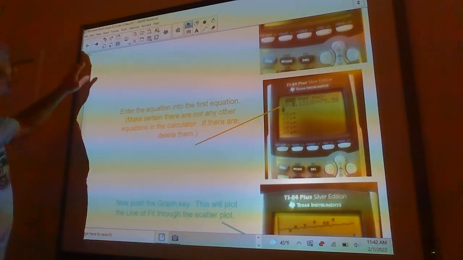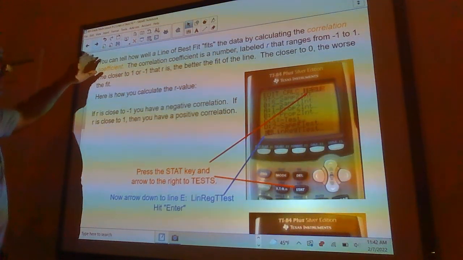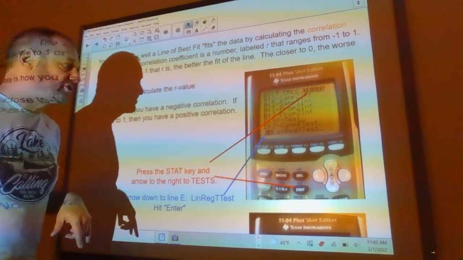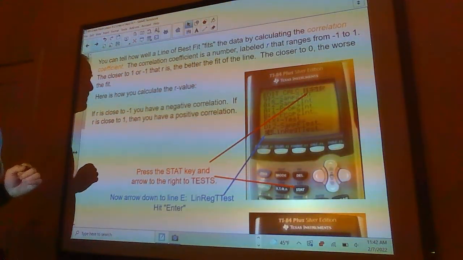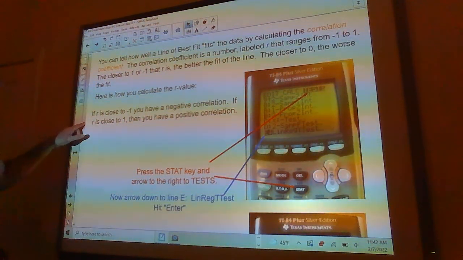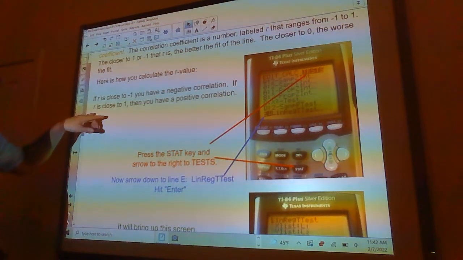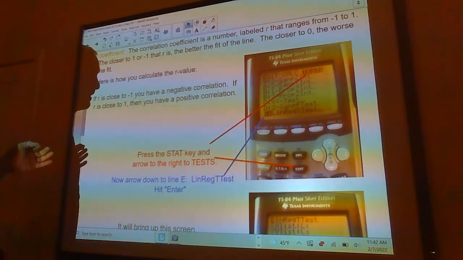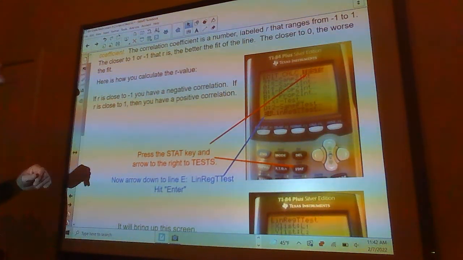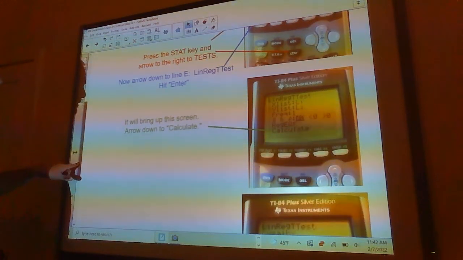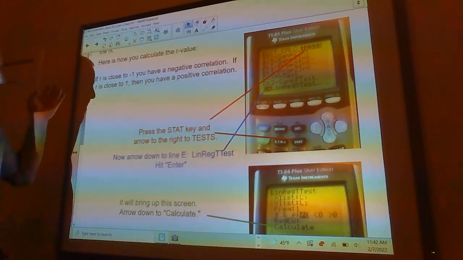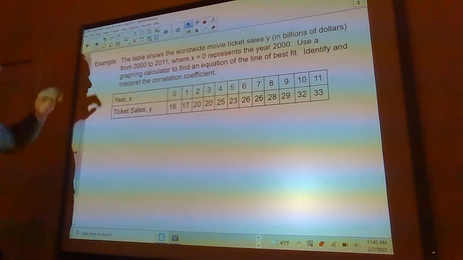Be able to calculate the R value. Remember, that's the correlation coefficient. You want to know what it is. But if it's going to be a positive correlation, it needs to be pretty close to 1, like 0.92 or higher. If it's a negative correlation, you want it to be close to negative 1. And if it's close to 0, it's not worth much. It means there's no correlation.